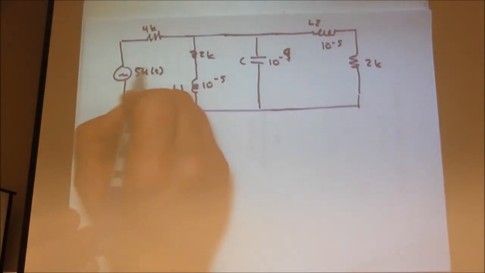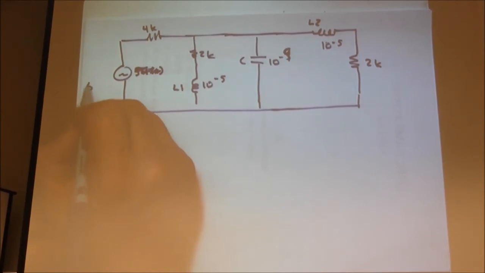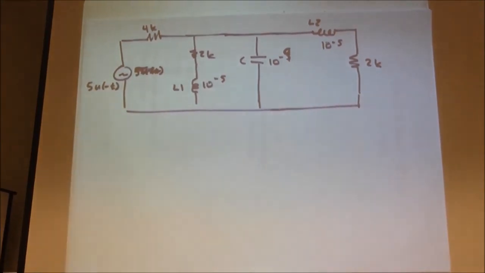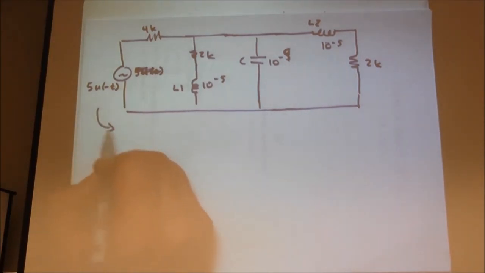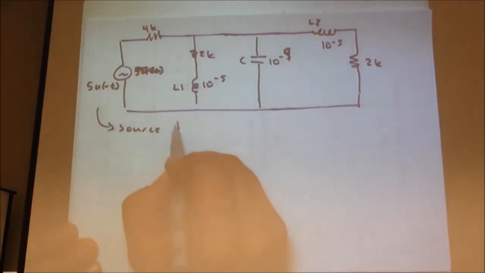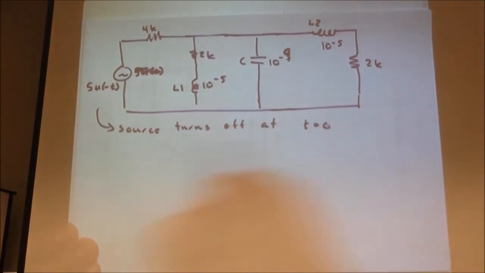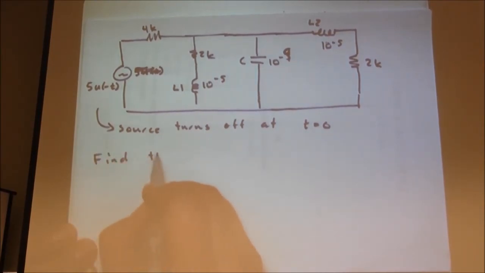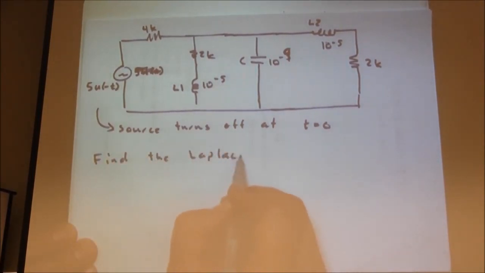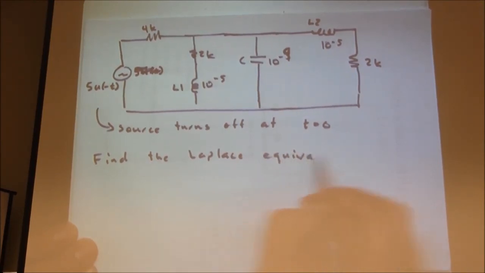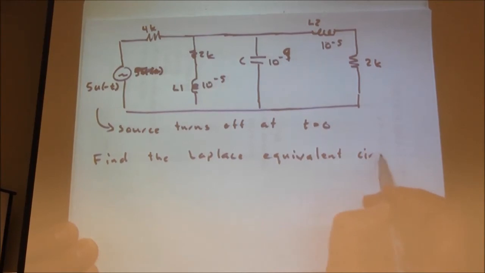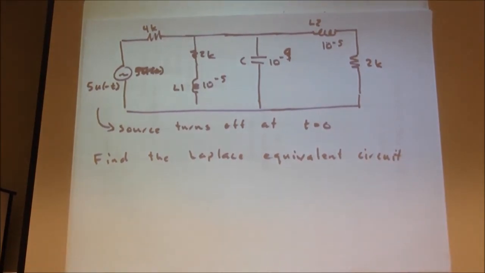Let's make this more interesting. Let's change it up, since we don't have a lot of time, to 5u of minus t. So what does that mean for us? This is a source that turns off at t equals 0. And so we want to find the Laplace equivalent circuit. In order to find the Laplace equivalent circuit, what do we need to find? We need to find the initial conditions.